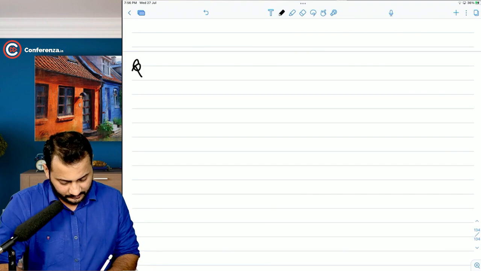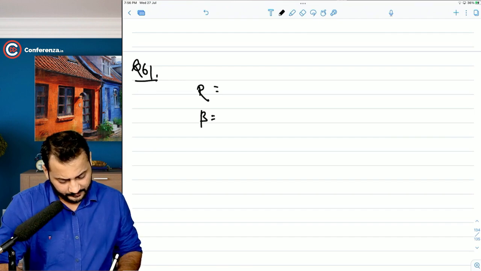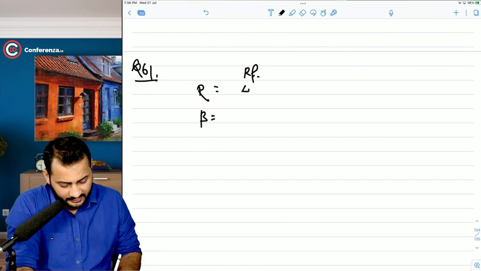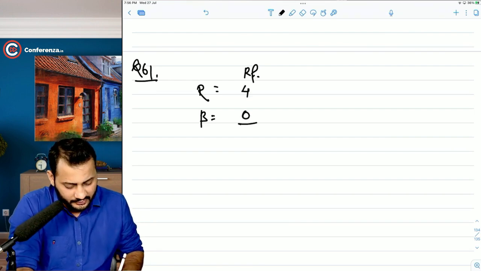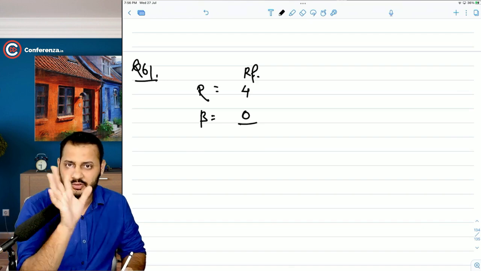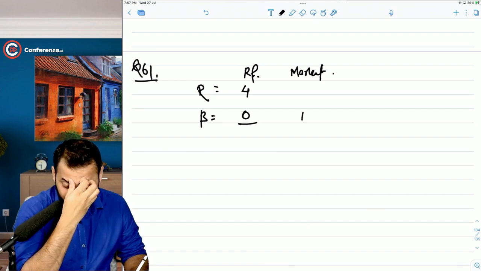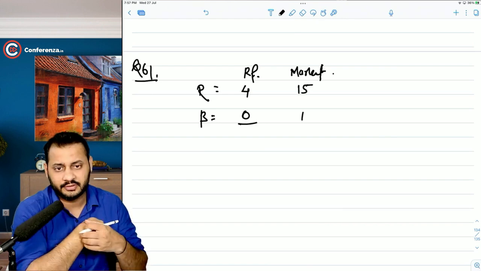Question number 61. This is return. This is beta. Let's say the security is risk-free security and the return is 4%. Just random figures. The beta will be 0. The total return is 4%. Now, if you invest in the market, the beta comes to 1. Means you are taking some kind of a risk, and the returns comes to 15%.